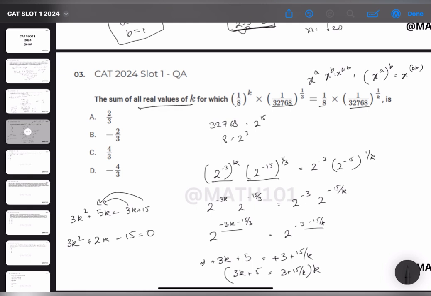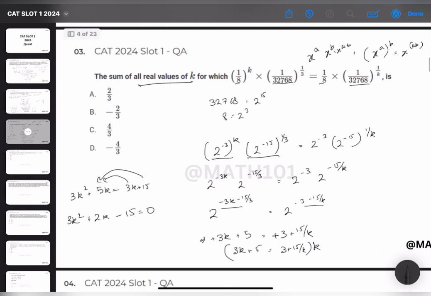Sum of all real values. So b square minus 4ac is 4 plus something. So the determinant is positive, so we'll get both real solutions of k, and their sum would be minus b by a, so minus 2 by 3. So the answer is B.